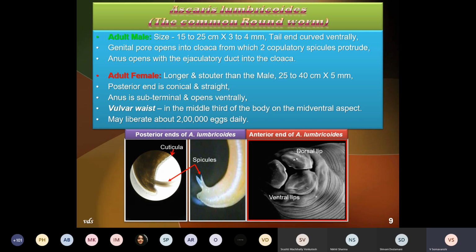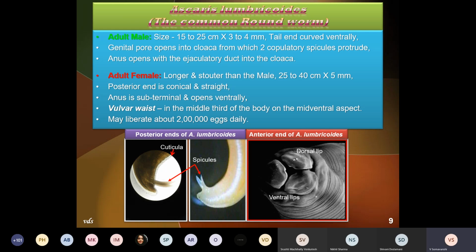ventrally. Now, the genital pore opens into the cloaca, as we have described previously in the general introduction. Here, the ejaculatory duct of the male genital system opens into the cloaca, from which 2 copulatory spicules protrude. Anus opens with the ejaculatory duct in the cloaca.